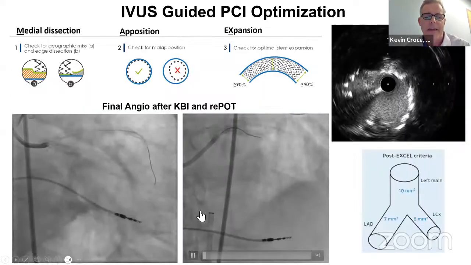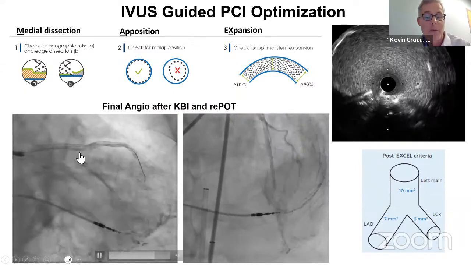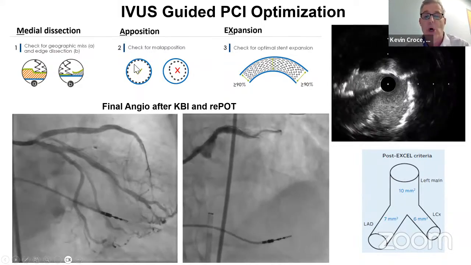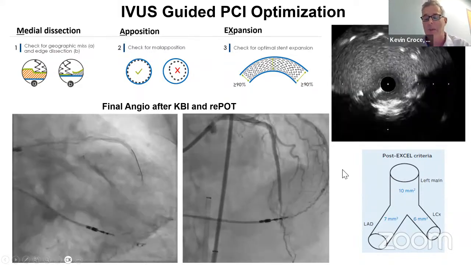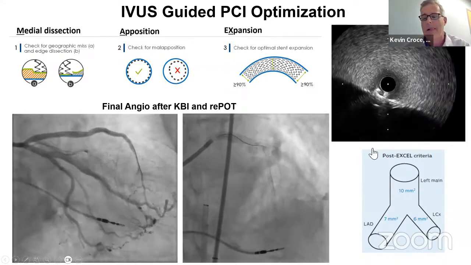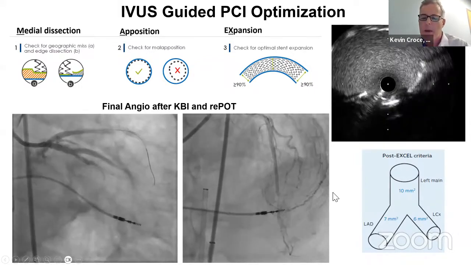So with that in mind, we're thinking about, are we optimized? We made sure there were no major dissections in all 3 limbs on IVUS. There weren't any at the edges. The apposition was good. And we made sure that we had good expansion per the EXCEL criteria, post-EXCEL criteria I talked about. And here's just the final IVUS of the LAD into the left main showing our expansion.